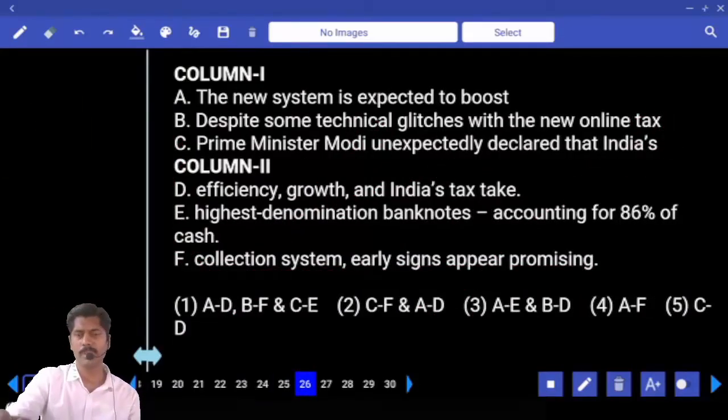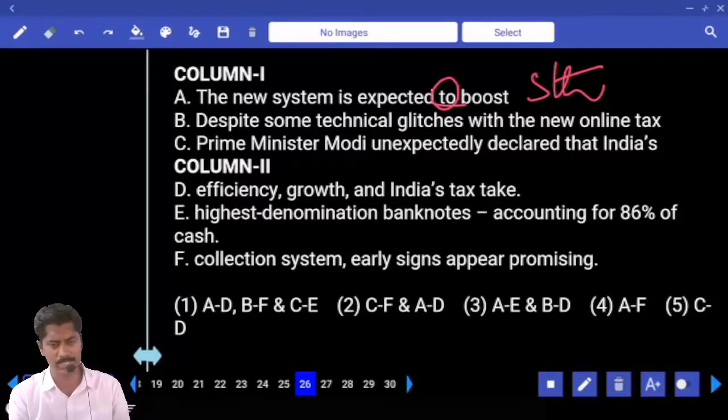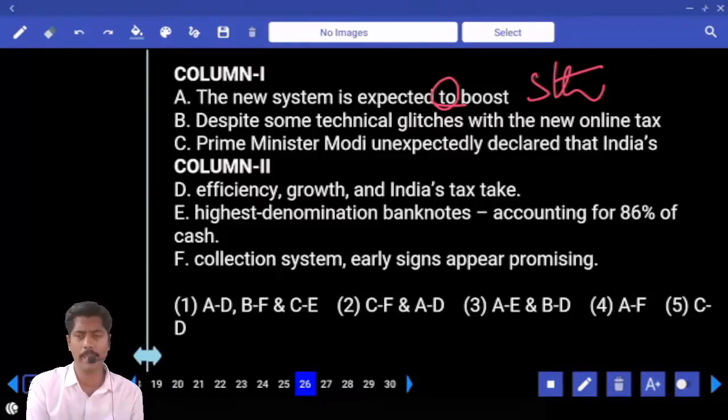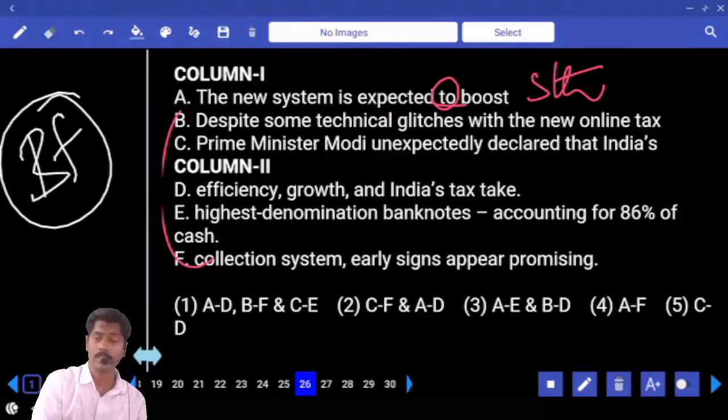The new system is expected to boost something. Boost means encourage. Encourage what? Encourage efficiency, growth, India's state tax take, maybe. Boost highest denomination banknotes. Boost collection system. I'm not sure about it. Despite some technical glitches means problems. Despite some technical problems with the new online tax collection system, early signs appear promising. Answer BF.